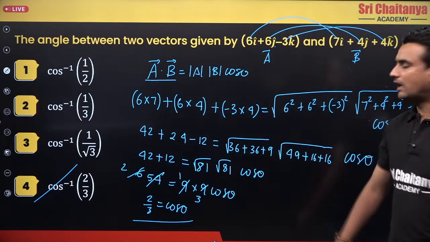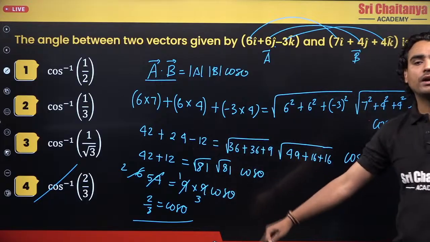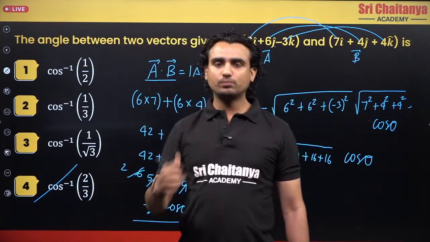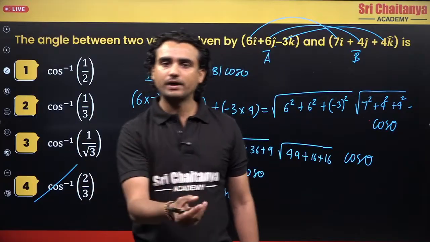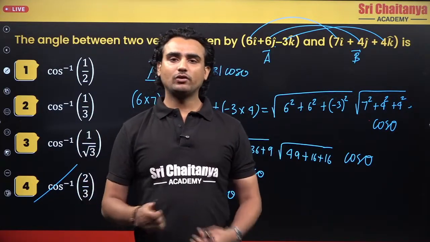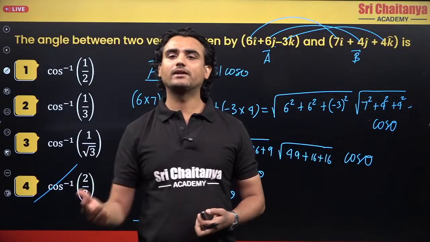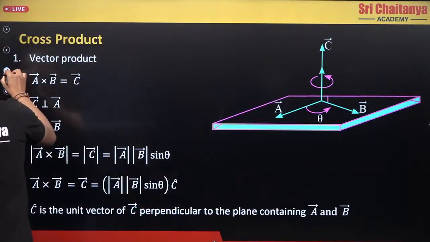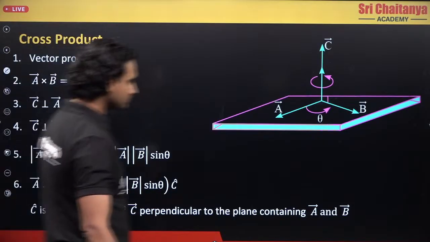Okay, so this is how you have to use the dot product. This is very important. In exams also, most of the questions are asked from dot product and cross product. So the three most important topics in your vectors are dot product, cross product and unit vectors. Now let's move on to the next part, that is the cross product.